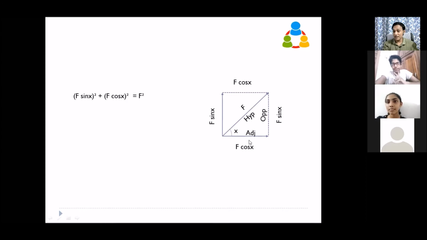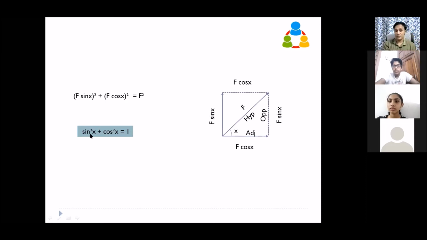If this is a triangle like this, if this is f cos x, and if this is f sin x, you can easily write an equation like this, right? Then this is f square sin square x plus f square cos square x is equal to f square. All f square you can remove. So you get sin square x plus cos square x is equal to 1. So this denotes the relationship between sin and cos.